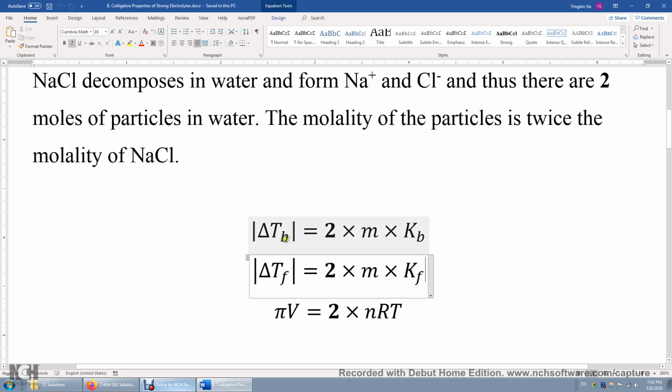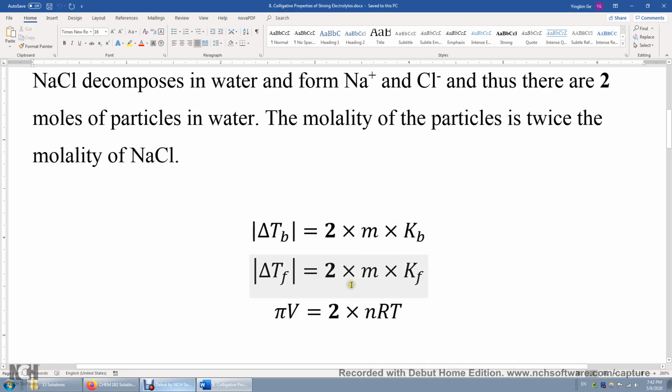And now this time, if we're talking about the boiling point elevation, freezing point depression, or the computation of the osmotic pressure, we have to include this factor 2 here for sodium chloride. This M is the molarity of sodium chloride, but each sodium chloride produces 2 ions. Here, here. And over here, this N is the number of moles of sodium chloride. But what about the number of moles of the ions? It's 2N instead of 1N.